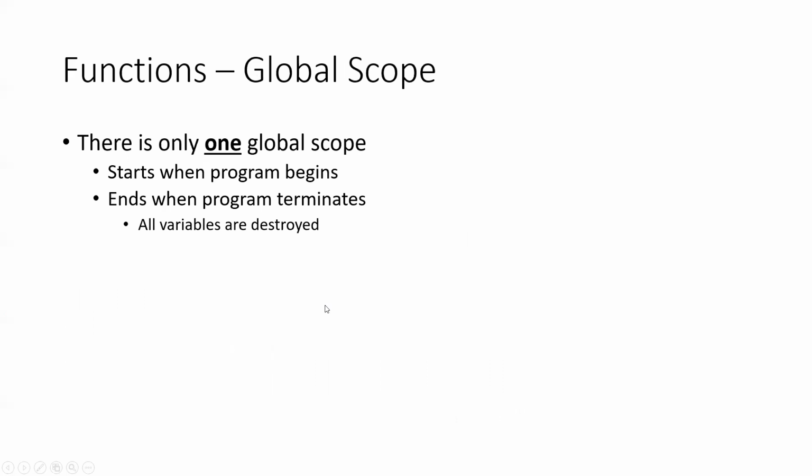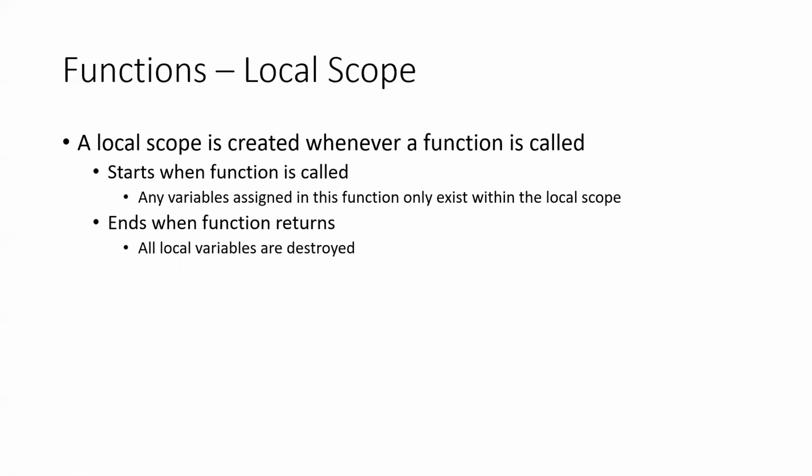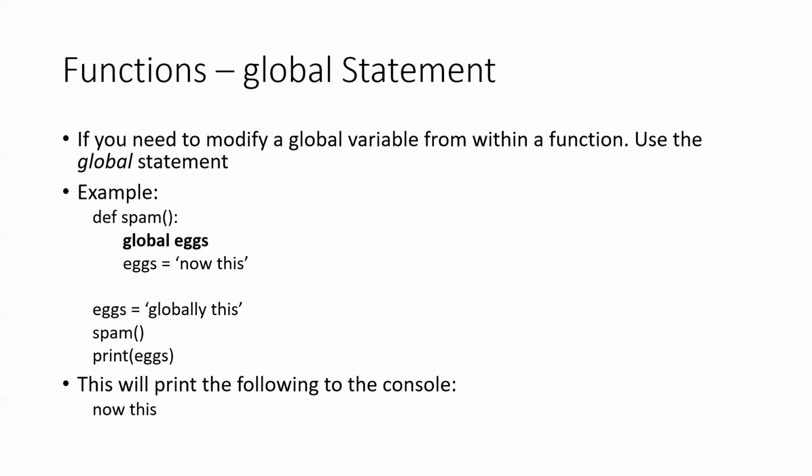There's only one global scope that starts when the program begins and ends when the program ends. A local scope is only going to be executed when that function is called. The big one here is the global statement. You can use an outside variable inside your function all you want. However, if you choose to modify that global variable and you want it to stick, then you must use a global statement. I can't just put the word global. I have to say global, whatever the name of the variable is that I want. So if my variable is eggs, I must say global eggs in order to bring that in.